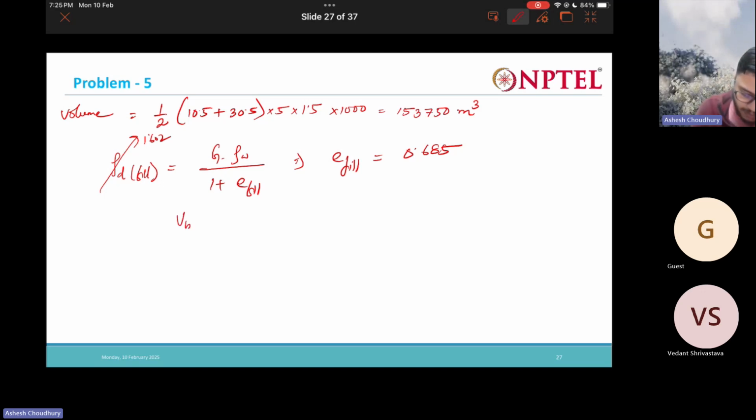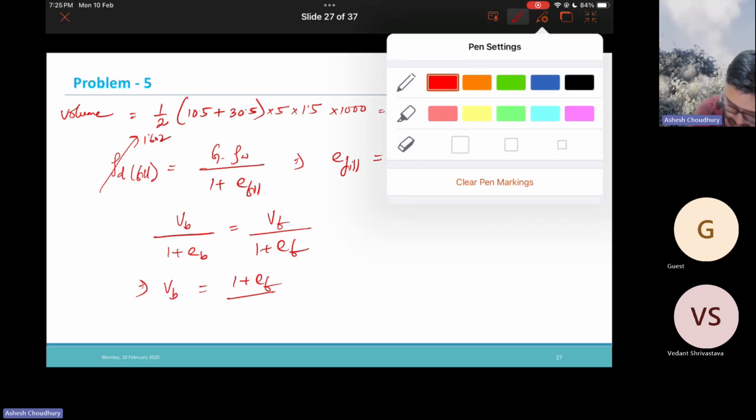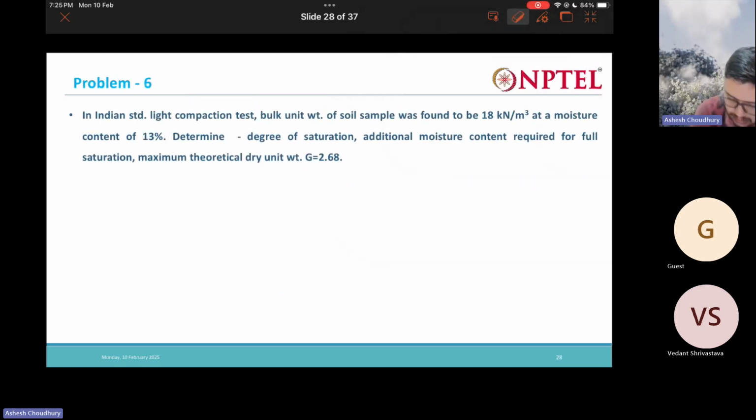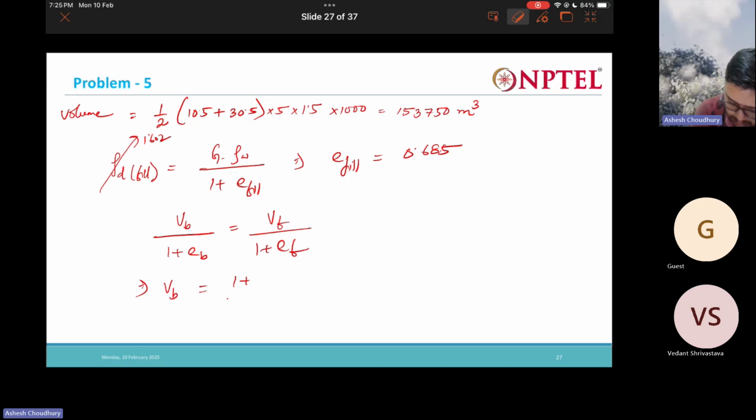So the volume of solids will be the same, right? The volume of solids that you are carrying from the borrow pit is going to be the same when you put it on your site. So volume of solids remains constant, so we will equate the volume of solids. V by 1 plus E for the fill, and from here I can get V borrow pit is equal to (1 plus E borrow) by (1 plus E fill) into V fill.